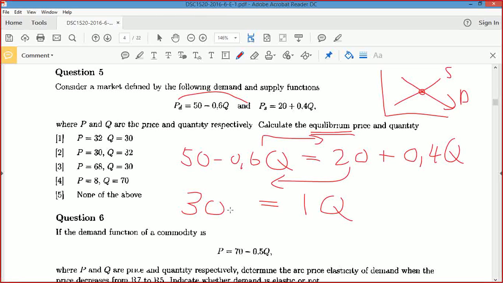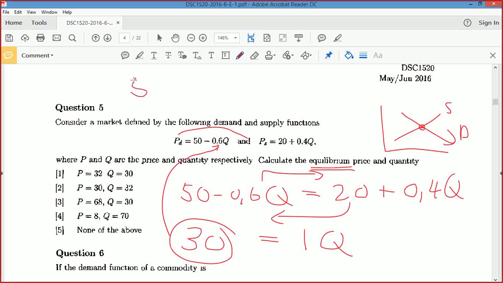All I need to do now is to get P. How do I get P? You plug Q back into. Good. Plug it back into that. Doesn't matter which one you plug it into. I'm just going to use that one. So minus 0.6 brackets 30. Close brackets. What does that give you? 32, I think. Yeah, 30 times 0.6 is 18. 18 minus, or 50 minus 18 is 32. 32 is the answer, option 1.